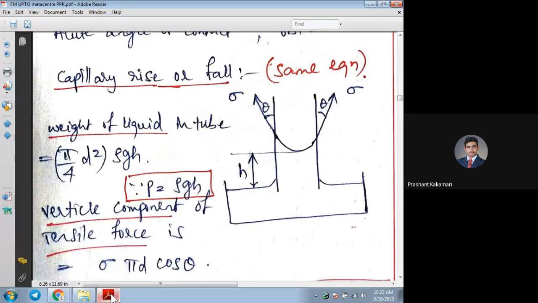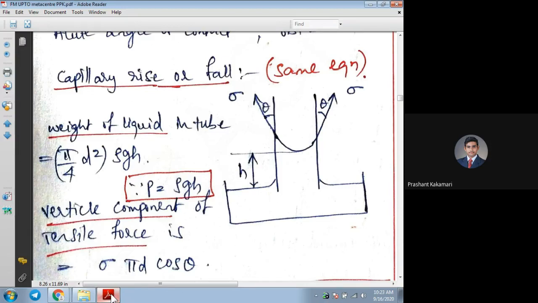Whenever I talk about a pipe, it will be a circular pipe. The complete syllabus we are going to discuss is about pipes, so whenever you say pipes, we have to consider circular dimensions. For that circular pipe, I can write the cross section area as pi by 4 d square. Now this becomes the weight of the liquid in the vertically downward direction.